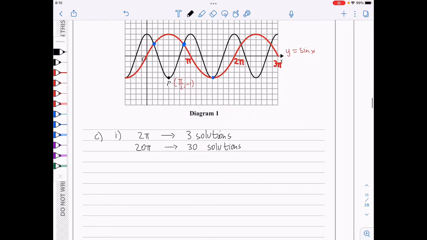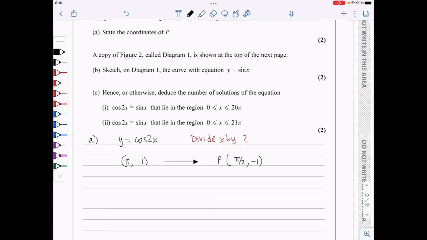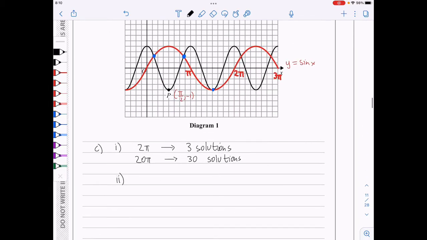Now in part II, we have to go from 0 to 21 pi, which means that we've got the 30 solutions and then the extra solutions in that extra pi, which is simply any solutions that we see here. So if we check carefully, from 2 pi to 3 pi, we've got 2 extra solutions. So it's going to be 30 plus 2, which is 32 solutions.